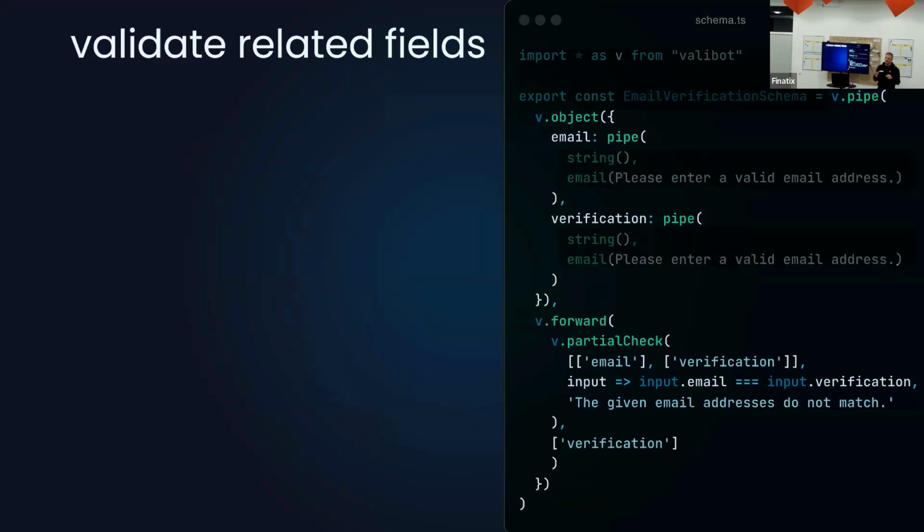And Valibot is really capable of doing a lot of very complicated and complex things, like validating related fields. And you are free to add your own conditions. You can do asynchronous things inside of validation. And here I brought an example where you can see how the email and the verification fields are validated.